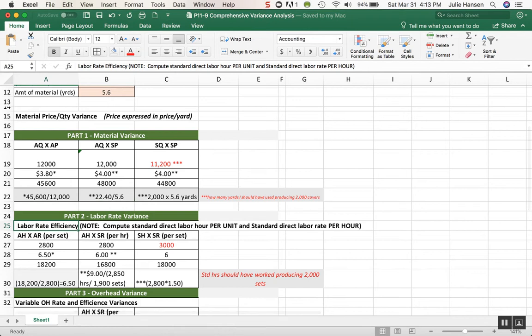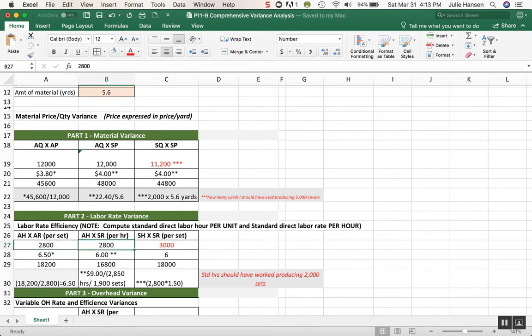So again, I need to calculate these on a per unit and a per hour basis rather than on a per set basis, which was given to me. So again, the problem gives me the fact that I spent $18,200 on direct labor and I worked 2,800 direct labor hours. So that was given to me. So I simply calculated the $6.50. 18,200 divided by 2,800 is $6.50.